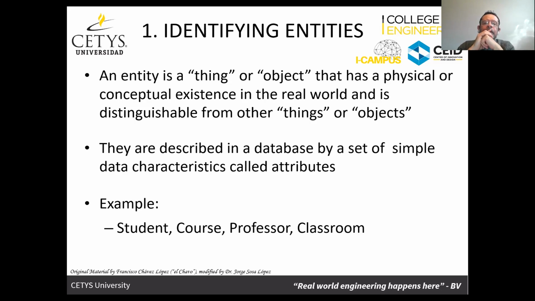The thing about entities is that when we define an entity, it has to be unique, identifiable, and distinguishable from another entity or another thing or object. So these are unique in themselves. Entities have attributes. Attributes are things that describe the entity and are characteristics of the entity that help us understand it and describe it.